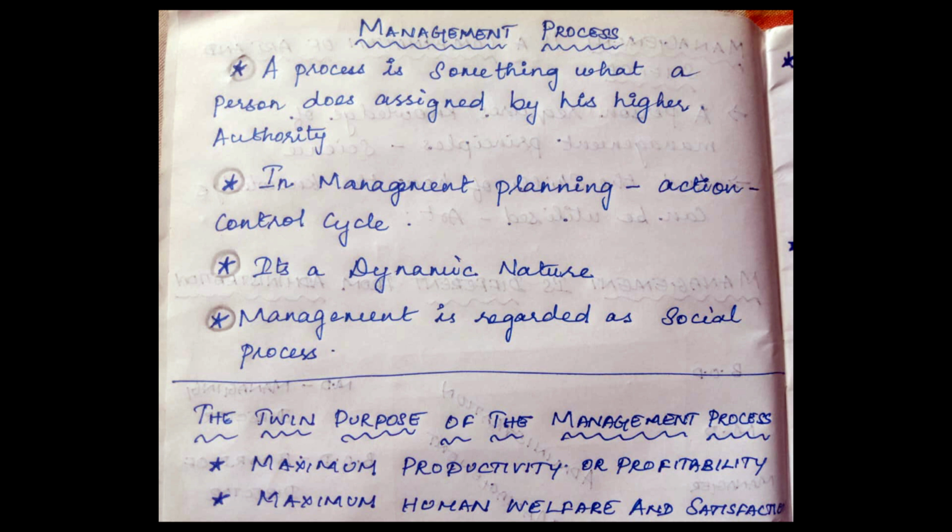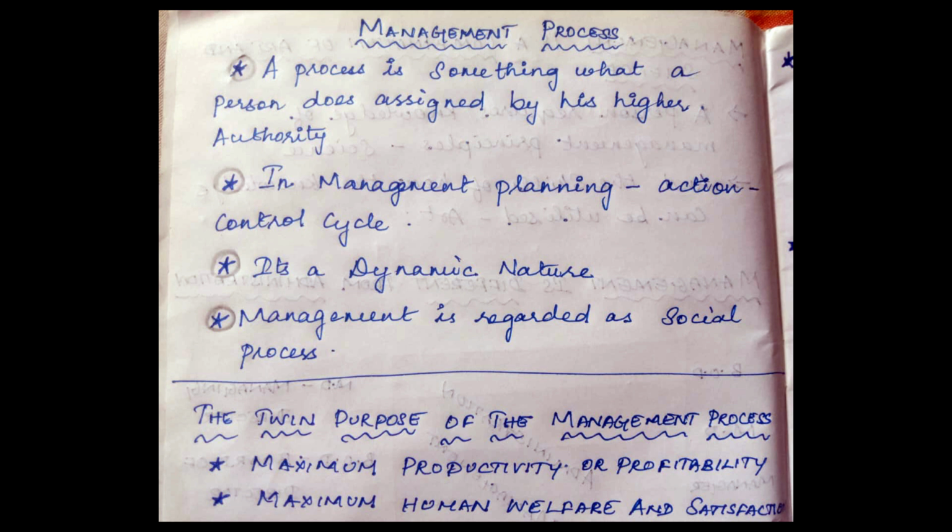We have completed the last topic and are going on to the new topic, the management process. A process is something a person does as assigned by their higher authority. For example, in an organization, when a higher authority gives a work, that work must be done with full responsibility. That is the management process.